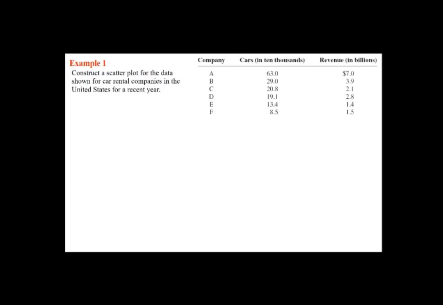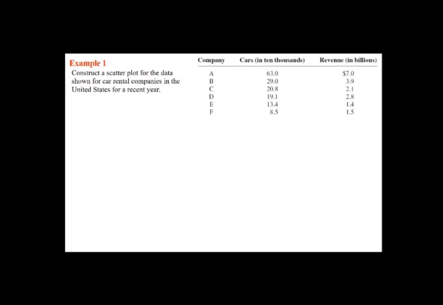That means 63 times 10,000, or 630,000 cars, and $7 billion in revenue. Just as an example, for company B, 29.0 means 29 times 10,000, or 290,000 cars, and then revenue is 3.9, that means $3.9 billion. Obviously, the rest follows, so that shouldn't be a big deal at all.